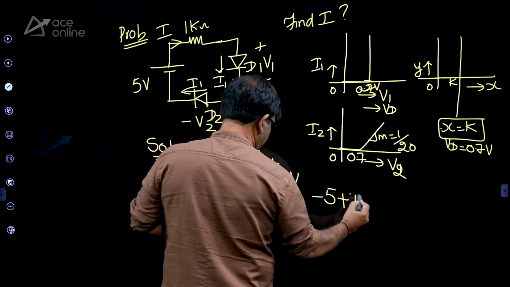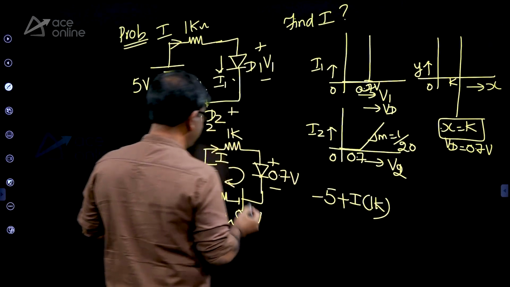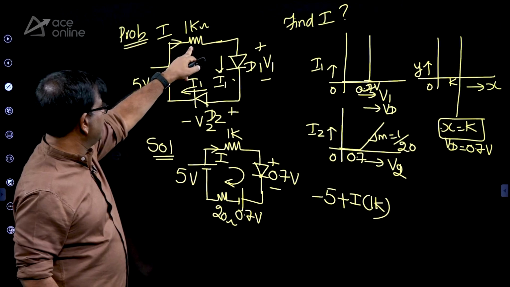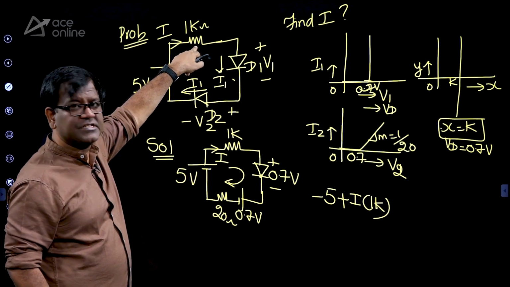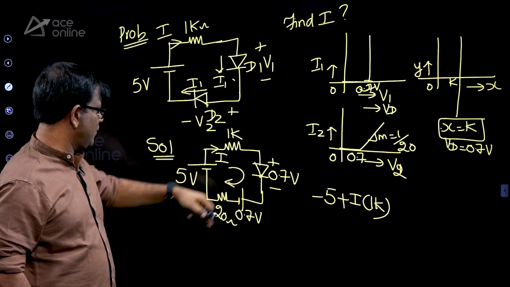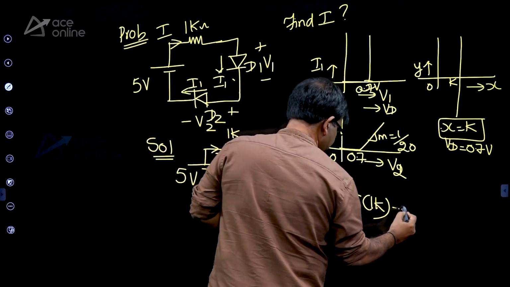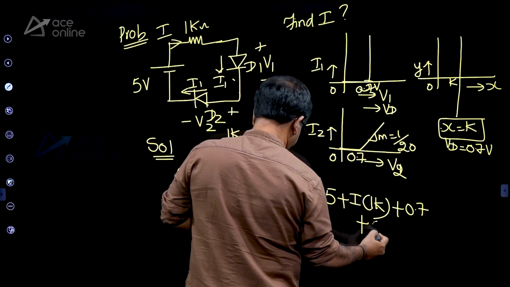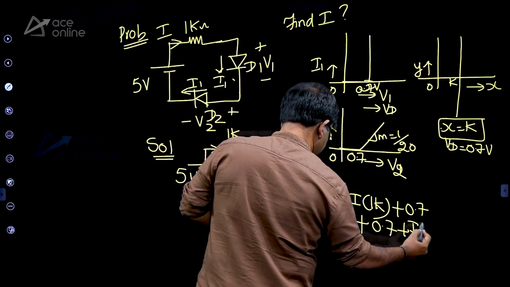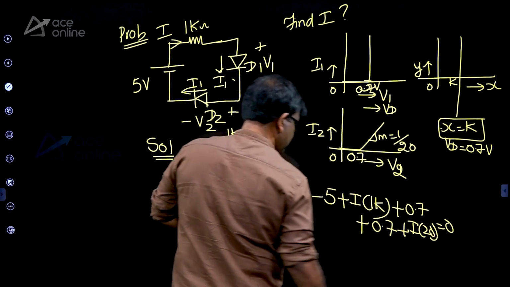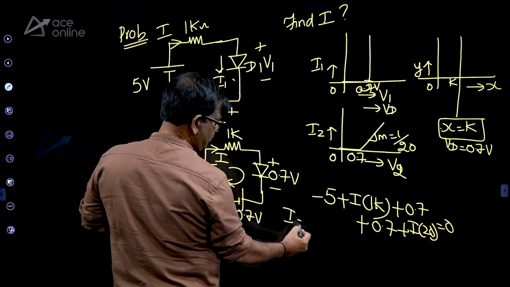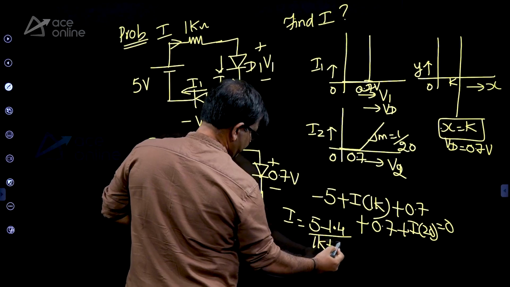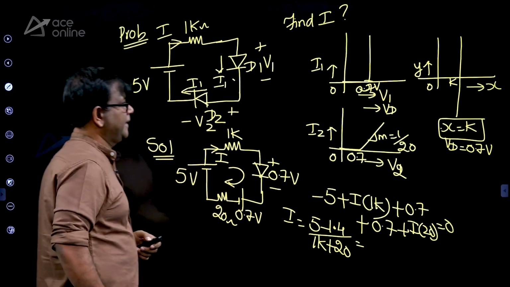plus I into 1K. Or the examiner might put a bulb here, 1 bulb and 2 diodes, right? And he might give you the characteristics of a bulb, which is a resistor, and 2 diodes. So minus 5 plus I into 1K plus 0.7 plus 0.7 plus I into 20. So what is your I? I is going to be (5 minus 1.4) by (1K plus 20).